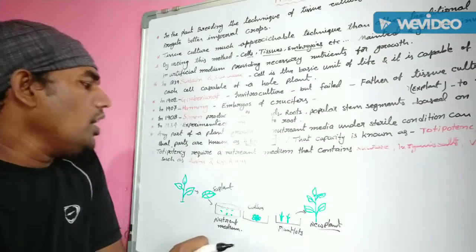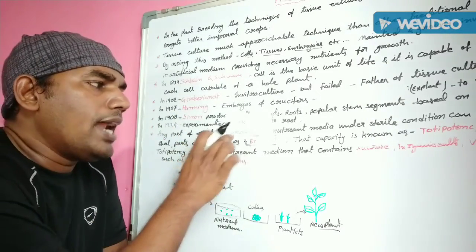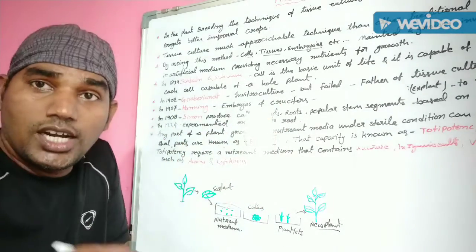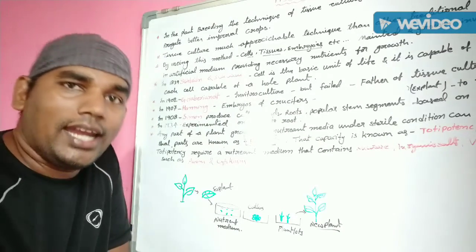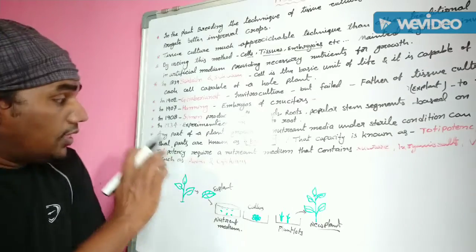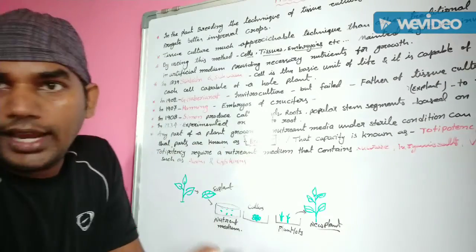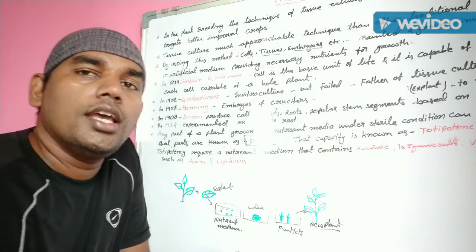Okay, in this way, any part of the plant growing in nutrient medium under sterilized condition gives rise to a whole new plant. Those parts are known as explant.